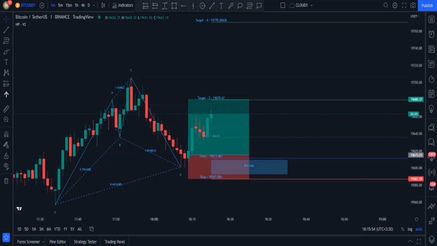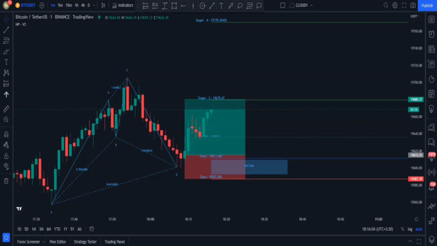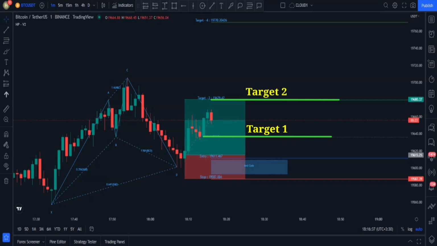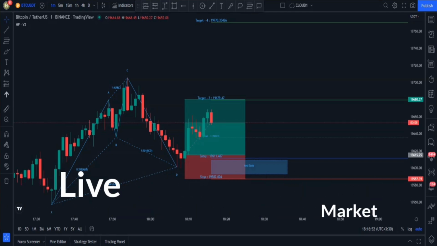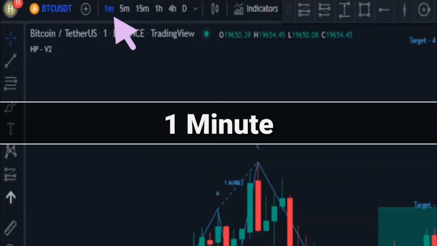Like in this example, a long signal has been given by the indicator, and it has also shown us where we should set our stop loss. You can see here that the targets have been located clearly, and you can exit the trade with profit whenever the price reaches these targets. We started this trade in a live market with the 1 minute time frame.